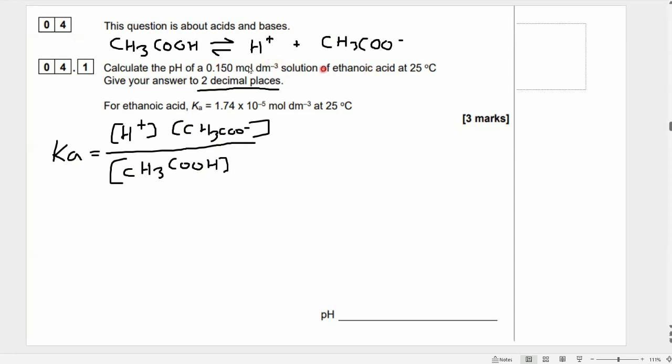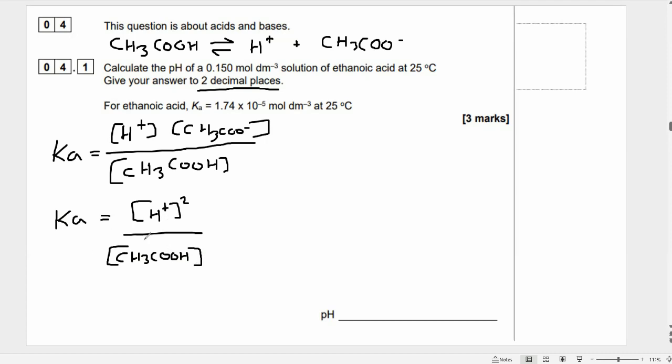Because the number of hydrogen ions released is going to be equal to the ethanoate ions, for every one molecule of ethanoic acid that breaks down, it will release one hydrogen ion and one ethanoate ion, which tells us that these two have to be equal. Then we can simplify this even further, and we can write Ka is equal to the hydrogen ion concentration squared, over the ethanoic acid concentration. Notice we're using square brackets for the concentration.